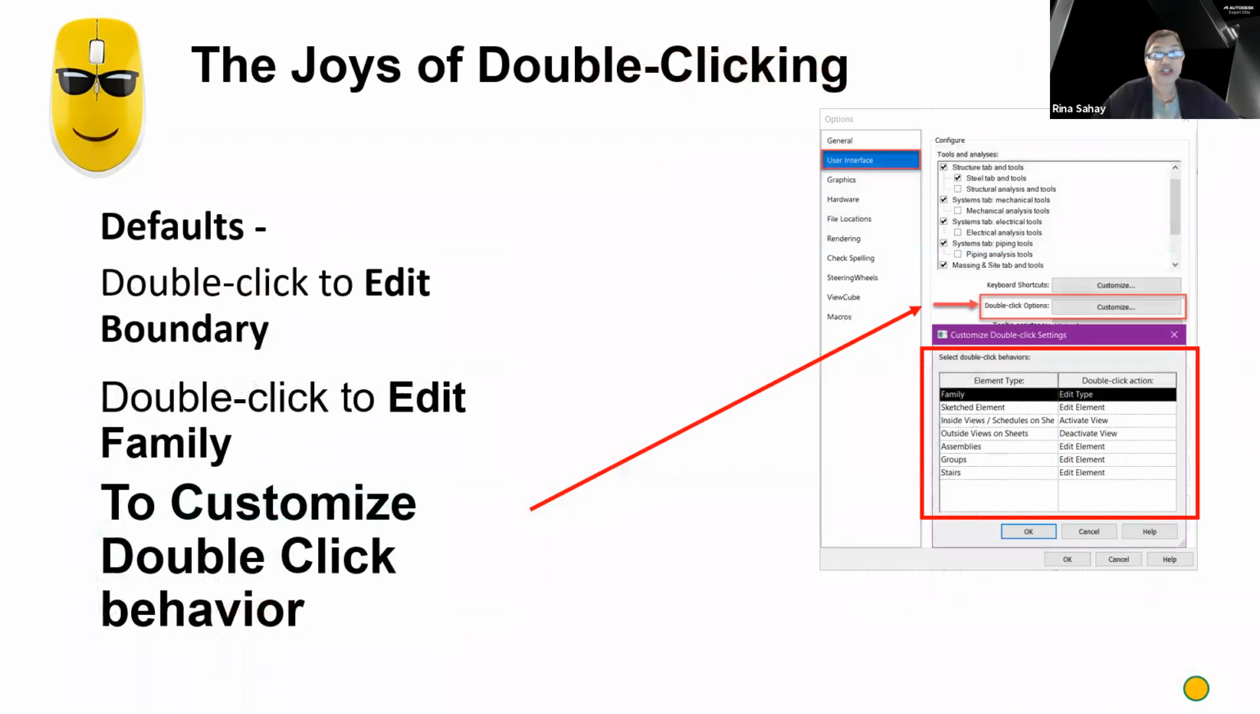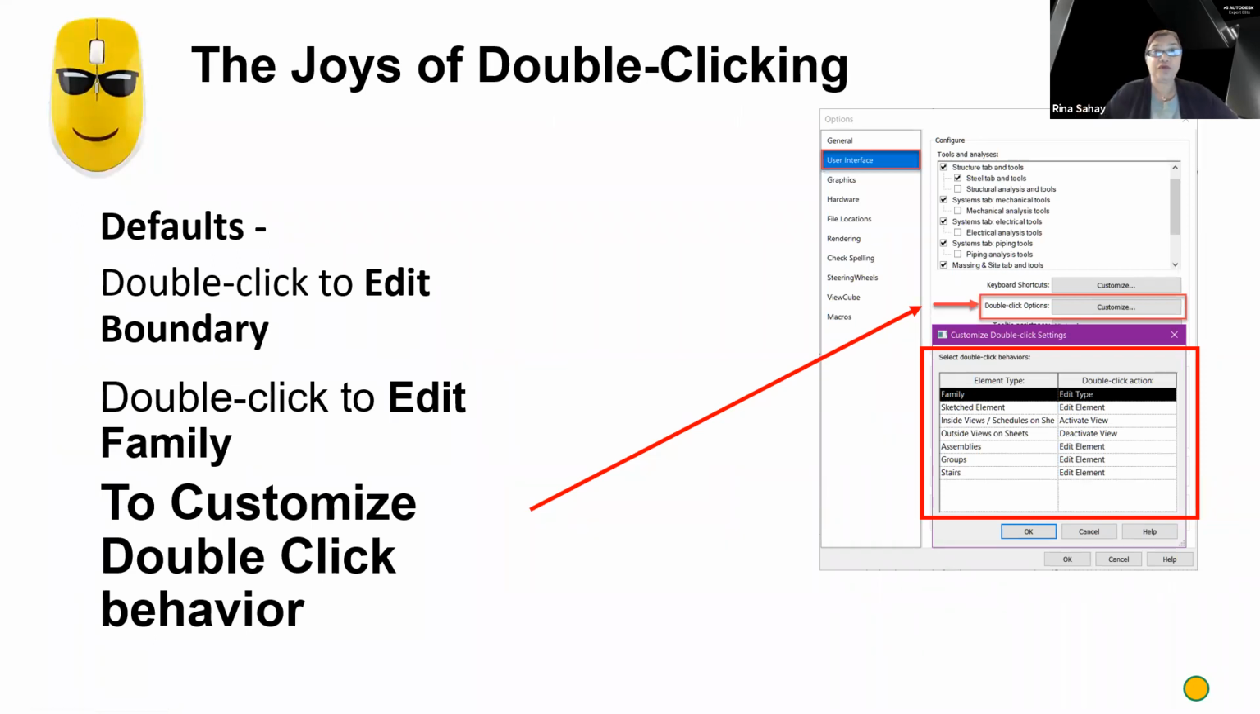Double clicking, the default behavior that Revit gives you is to double click to edit boundary, double click to edit family. Please, please, please do that. Don't just click on an element and click on the edit boundary or edit family buttons. That's just a little bit more wrist action than you'd really want. Too much hand-eye coordination. Just double click, you should be fine.